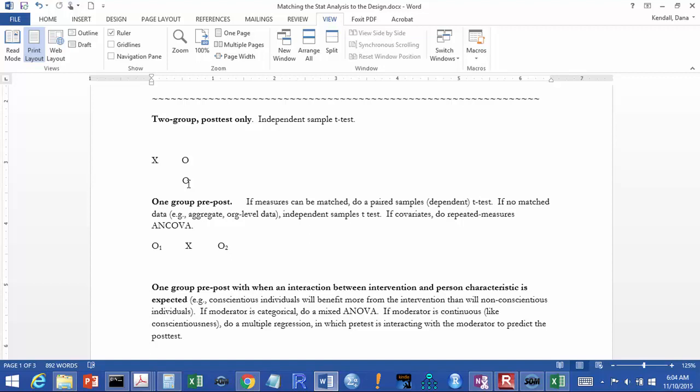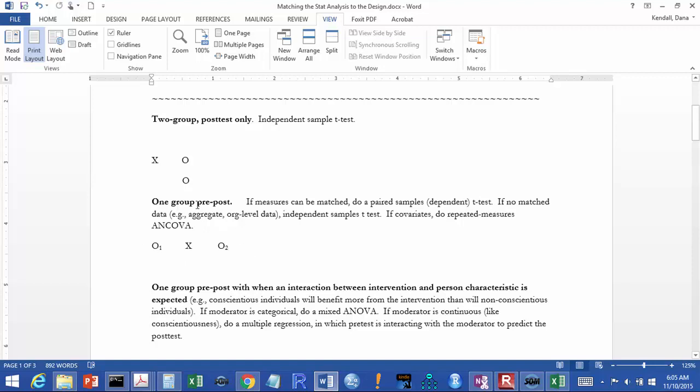Okay, one group pre-post. This is another very common design where you have a baseline and then you administer the program, whatever it is, and then you collect the outcome variable from the same individuals. It's very important that these be matched. So you need the same individuals at time 1 and time 2. Now, if this is a special case in which you cannot get matched data, you can only get means from before and after, but they're not the same individuals, then you would just do a regular independent T rather than a dependent T or paired sample T, which we would do in this design with matched data.